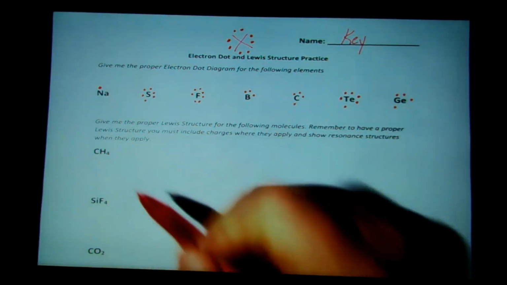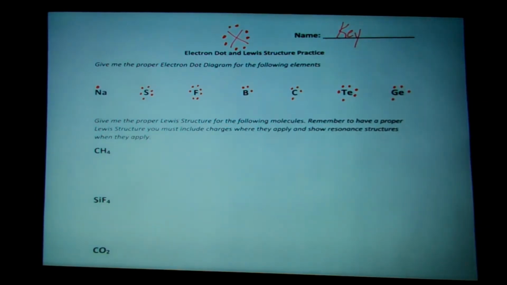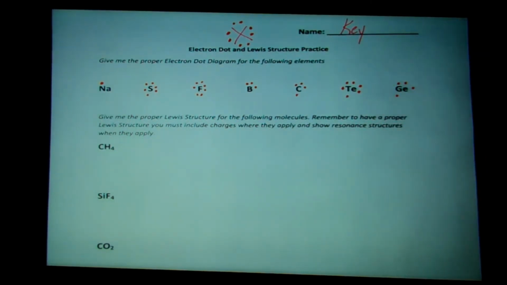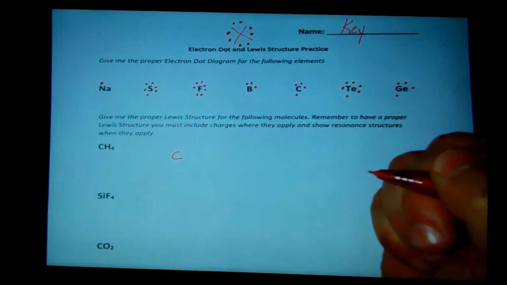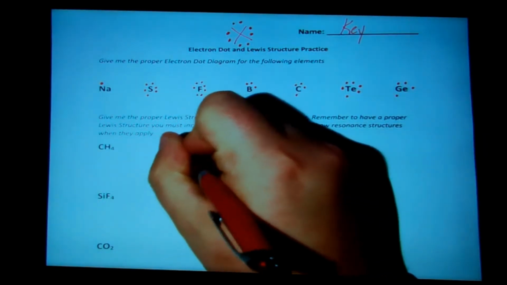First one we got is CH4, which is methane. Step 1, you will find the center atom. The center atom is always the one with the lowest electronegativity, except for hydrogen. It can never be hydrogen. So in this case, the only other option I have is carbon. Then in step 2, we draw the skeleton. I bond 4 hydrogens to it.